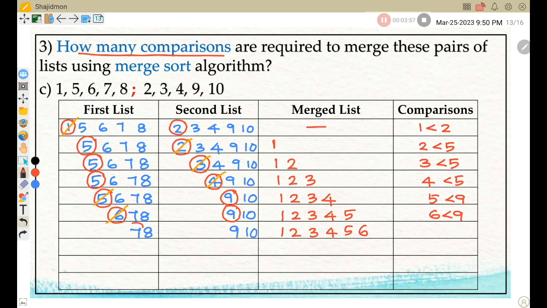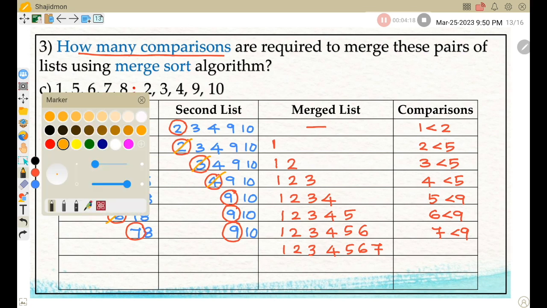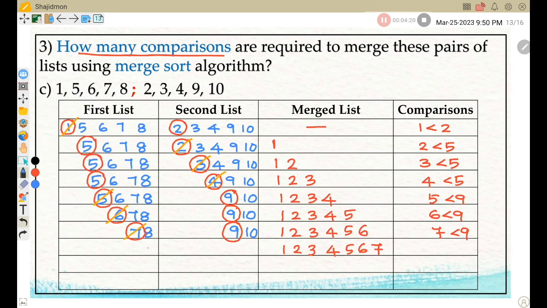Now again the comparison with 7 and 9. So we can say 7 less than 9 we will get, correct? 7 less than 9 here. So 7 will come to the list: 1, 2, 3, 4, 5, 6 and 7. So we have this 7 also done. So the balance is here 8, here 9 and here 10, correct?